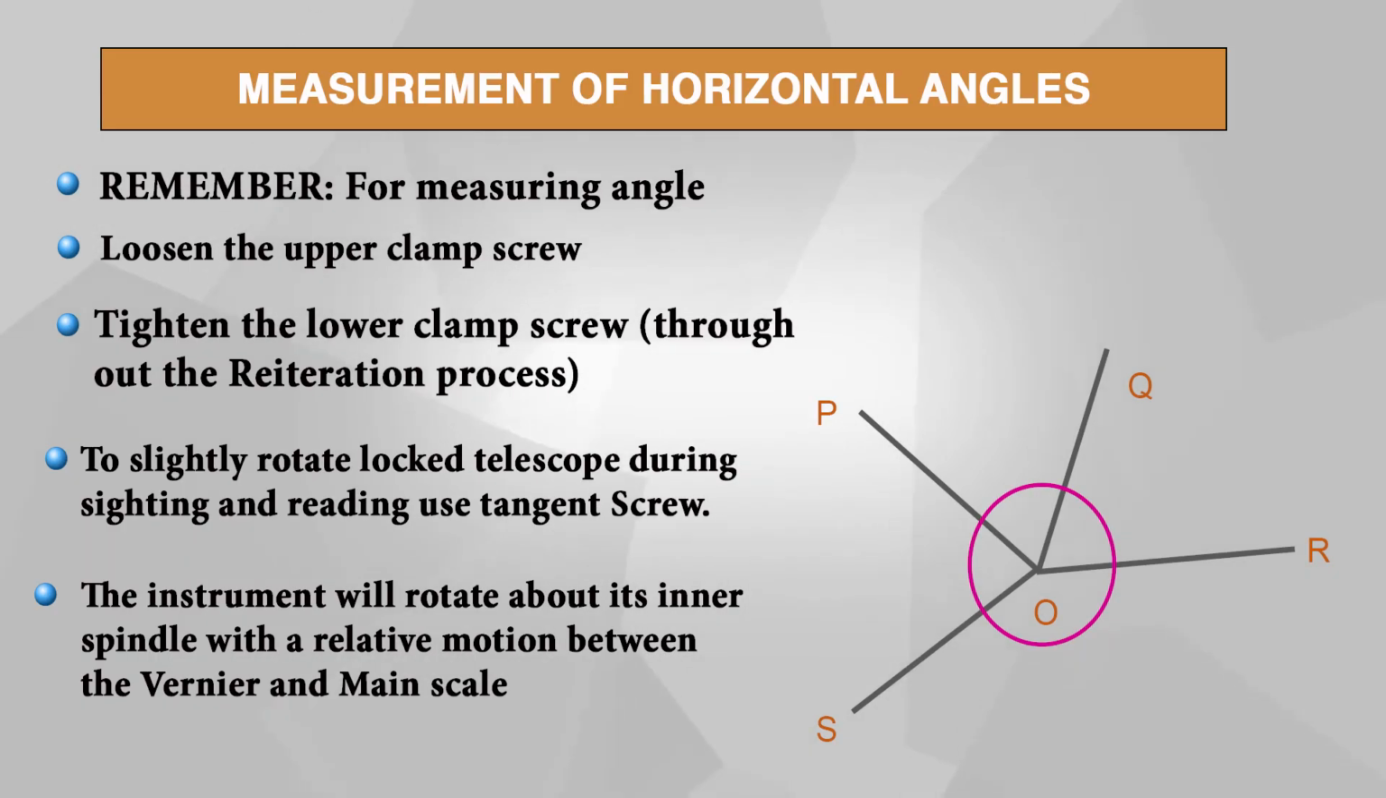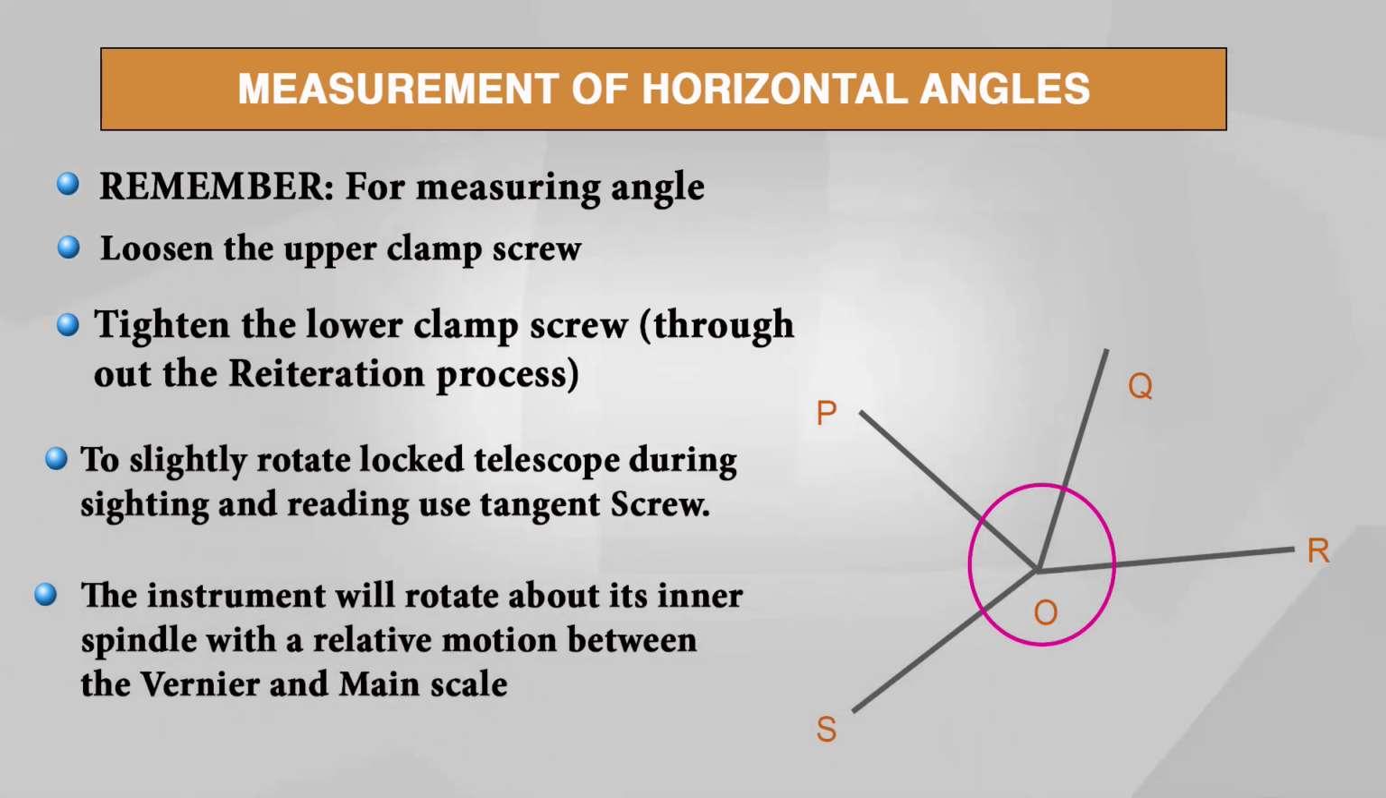Now, we will see again. When the lower plate is locked, there is no relative motion between the plates, and the entire theodolite will rotate without changing the reading. So, suppose you want to lock a reading and rotate the theodolite. For this, the lower plate has to be locked, and for measuring any reading you need to release the upper plate, so that the reading will change. For measuring angle, loosen the upper clamp screw and the lower clamp is tightened throughout the process.